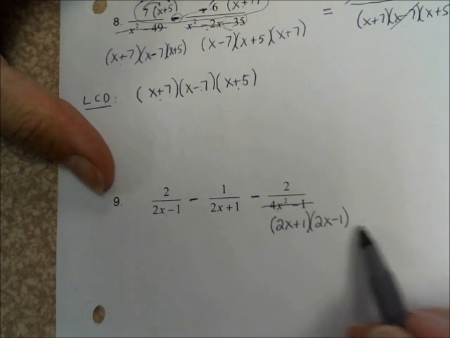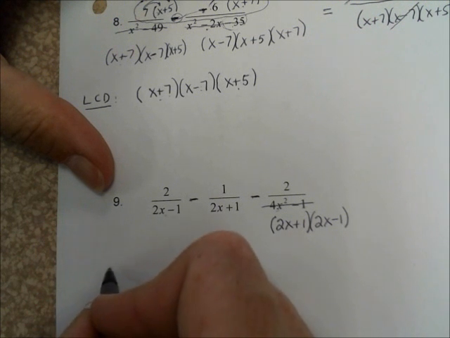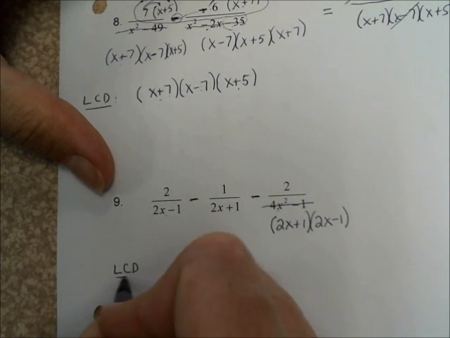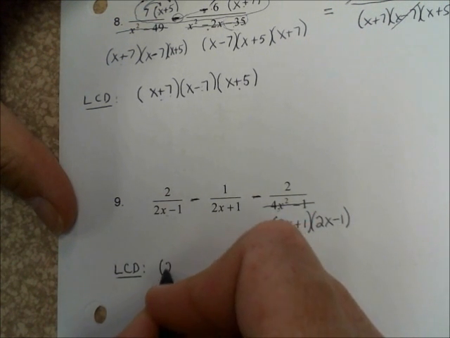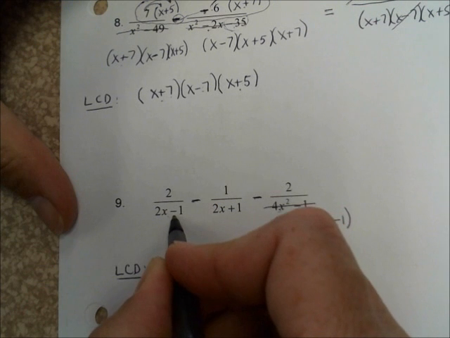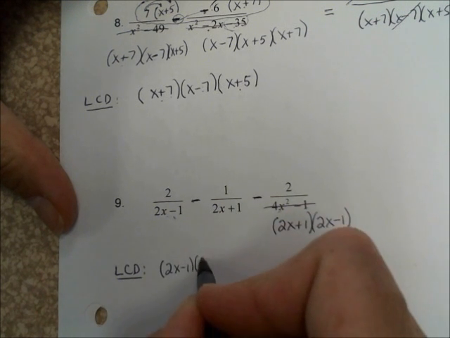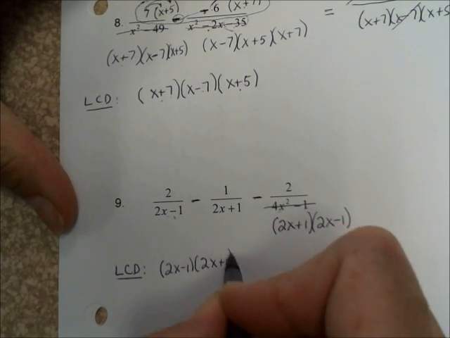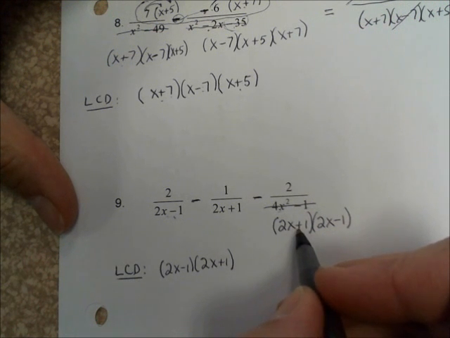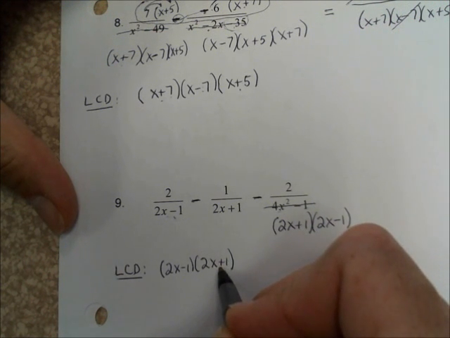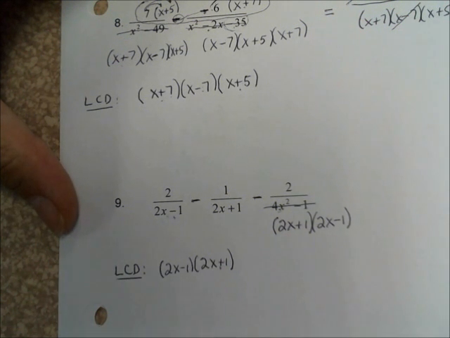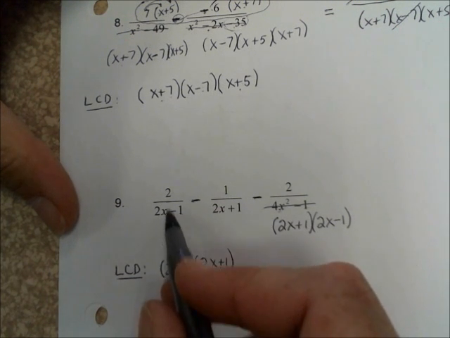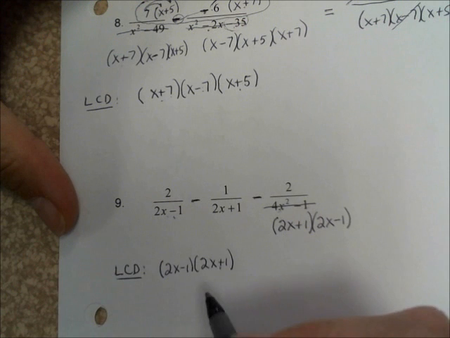And now that all the denominators are factored completely, let's write out our LCD. Our LCD has a 2x minus 1 in it from this denominator. It has a 2x plus 1 from this denominator. And coming over to this denominator, we've already written the 2x plus 1. Don't write it again. And we've got 2x minus 1 here. Don't write that again. So what we have is this fraction is missing the 2x plus 1.